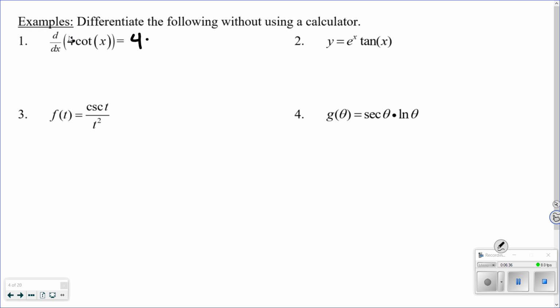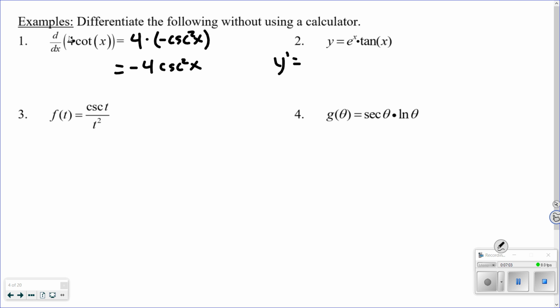So look at your rule there. The derivative of the cotangent is the negative cosecant squared of x. If you multiply those together and simplify, it'd be negative 4 cosecant squared of x. If you look at number 2, we're going to need a little bit more room for number 2. I'm just going to slide it over a little bit. Actually, I'll just come down underneath here. So if I want to find y prime, I want to find the derivative.